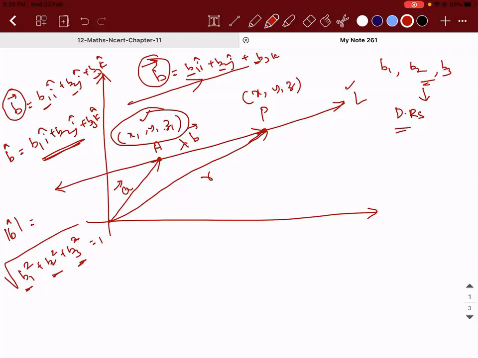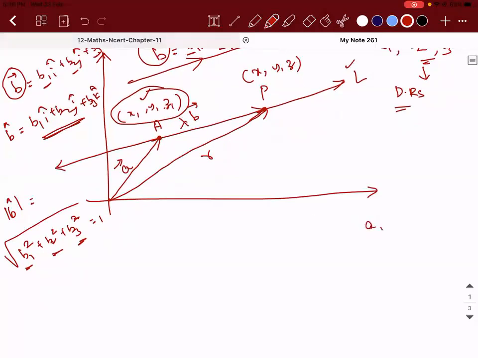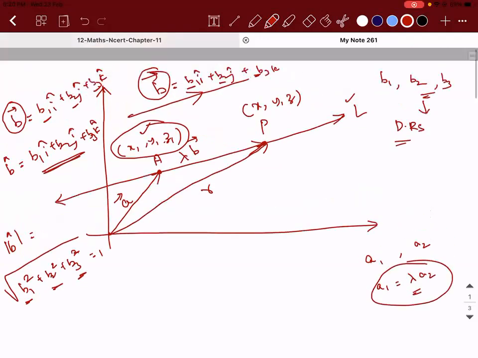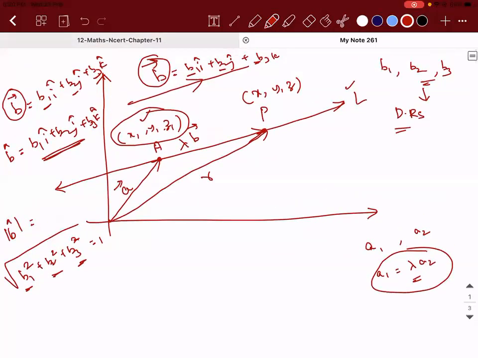Why? According to the knowledge of vector algebra, if two vectors are parallel to each other, then they should be in the same proportion, correct? So if A1 and A2 are parallel, can I say A1 is equal to lambda times A2? We have solved many problems based on this. Similarly, AP vector is parallel to b vector. So AP vector will be lambda times b vector. That lambda can be anything. I'm not concerned what it is. It can be any scalar value. It can be positive or negative. I'm not concerned about it.